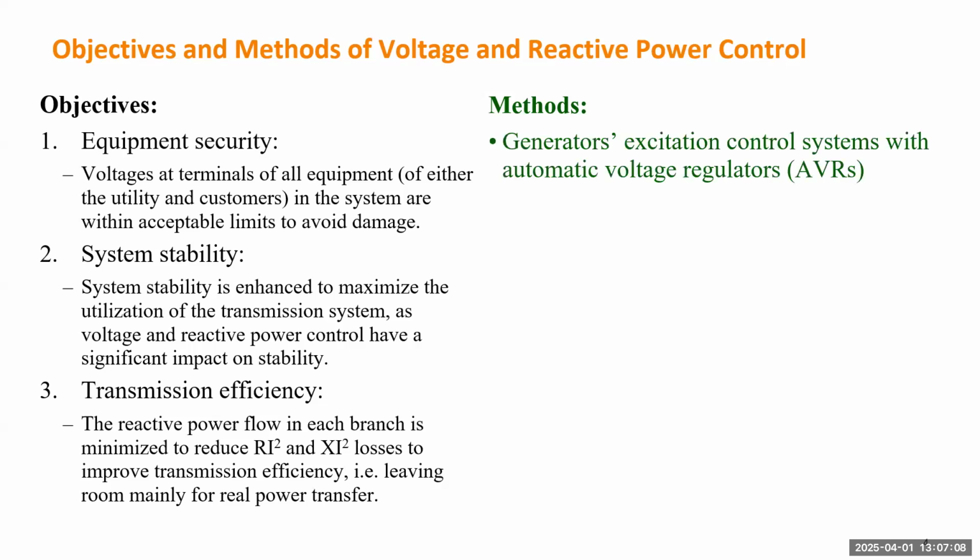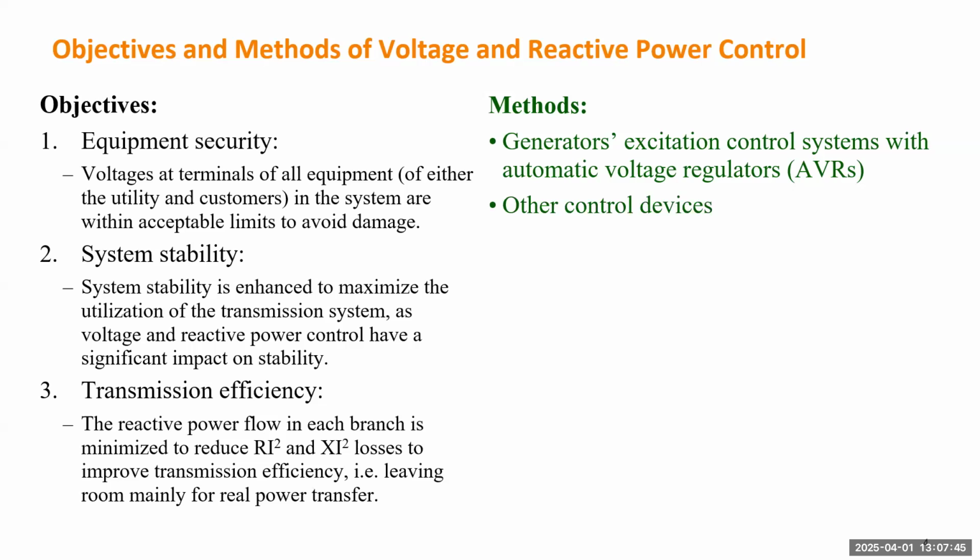So the first method to control voltage will be using the excitation control system through a controller which is called the automatic voltage regulator, or AVR, which is similar to the governor of the generator for frequency regulation. So it will perform a droop control to try to maintain the voltage at either the terminal or maybe a remote location near the reference value.